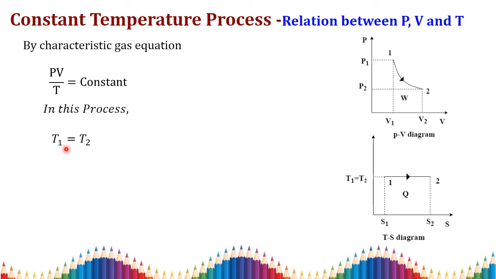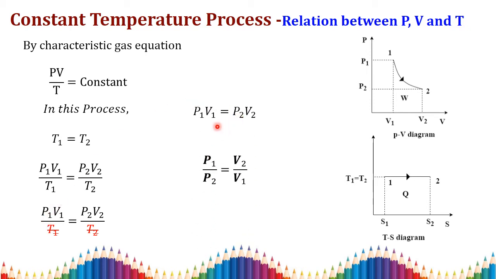Applying this condition in the PVT relation, P1 V1 by T1 is equal to P2 V2 by T2. Here the condition is T1 equal to T2, so we can cancel these terms. Then the equation becomes P1 V1 is equal to P2 V2 is equal to constant. By rearranging this equation, we get P1 by P2 equal to V2 by V1, or this can be written as V1 by V2 is equal to P2 by P1. This is the simple PVT relation for the constant temperature or isothermal process.